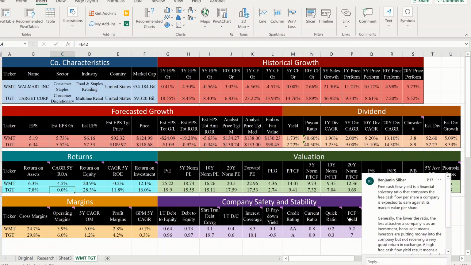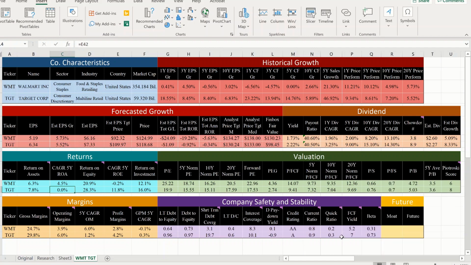The free cash flow yield is a financial solvency ratio that compares the free cash flow per share a company is expected to earn against its market value per share. Generally, the lower the ratio, the less attractive a company is in an investment, because it means investors are putting money into the company but not receiving a very good return in exchange. A high free cash flow yield result means that a company is generating enough cash to easily satisfy its debt and other obligations, including dividend payouts. I usually like to see at least a 5, which both exceed, but Target comes out ahead.